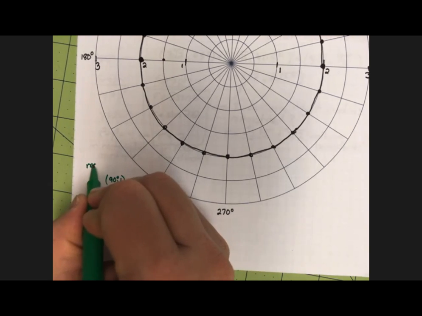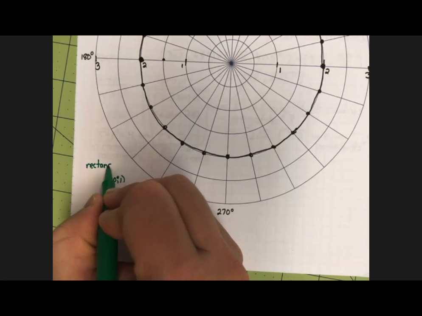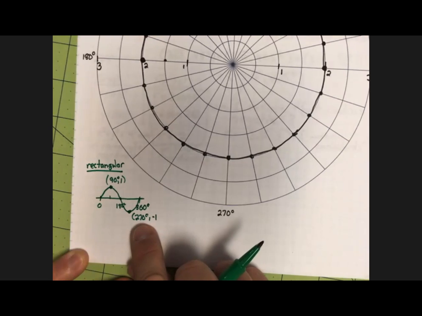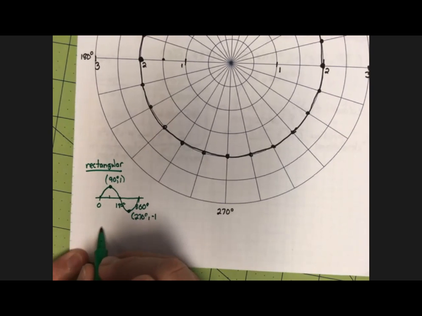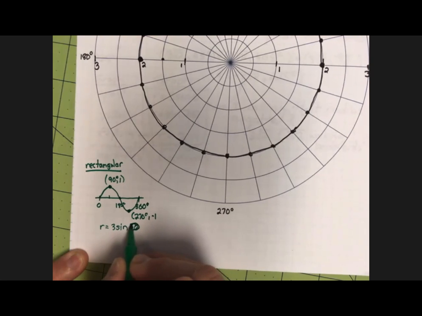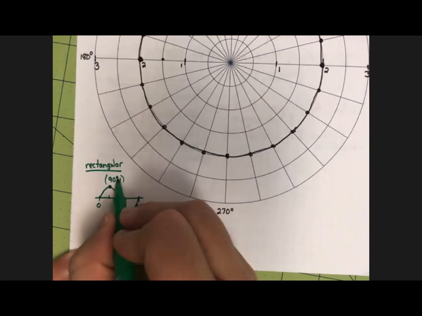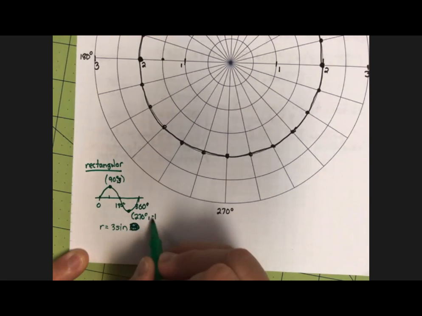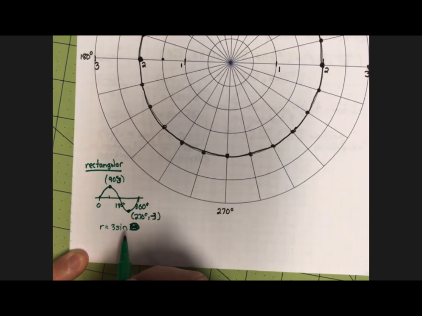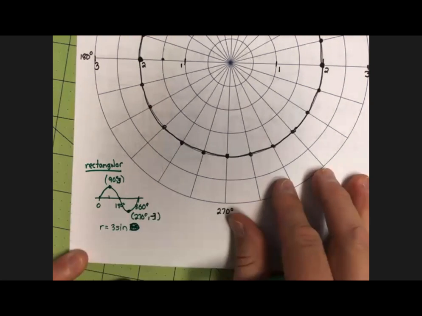But this is in rectangular land. This is a graph of 3 sine theta that I ordinarily draw. This has height 3 if I multiply by 3, 3 and minus 3. How do I translate it to this circle?